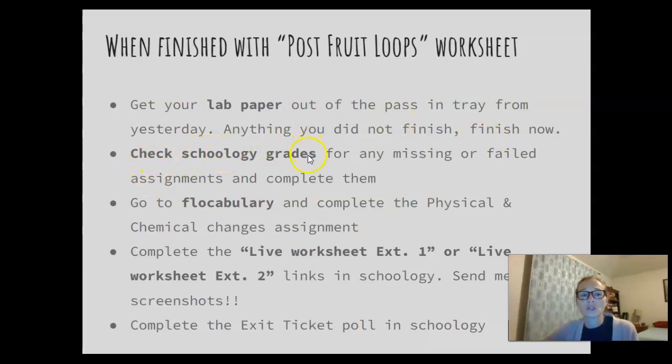Next, check your grades in Schoology for anything that could be missing or failed, or maybe you need to redo something. Next, if you still have time, go to Flocabulary. The link is in the black folder, and it's also where it's always been at the bottom of your Schoology page. Do the assignment that's in there, physical and chemical changes. If you still have time, there are 2 extension worksheets that are live worksheets that tell you if you got the answer right away when you're in there. I want you to do one or both of those. Take a quick snapshot, a screenshot, and send me the screenshot when you're done, okay? That's it. That's what we're doing today.